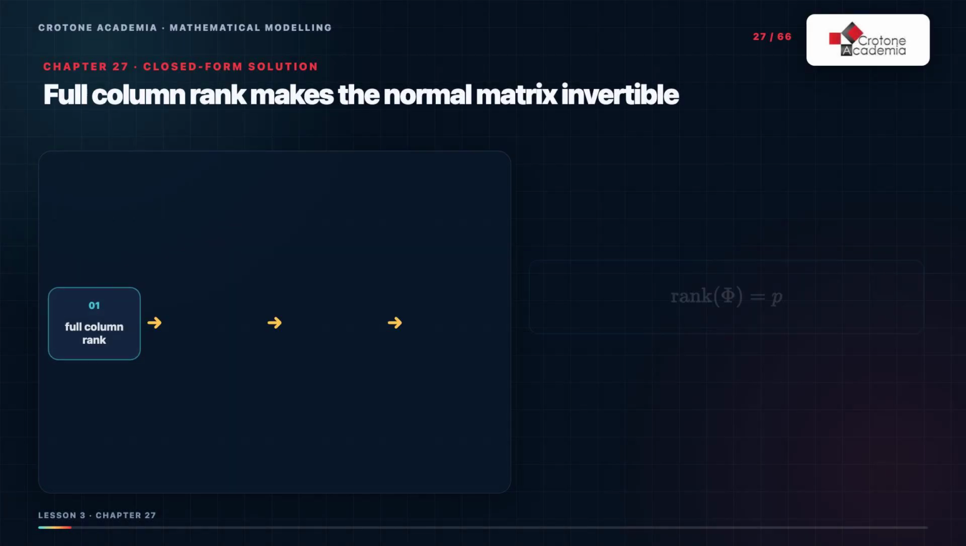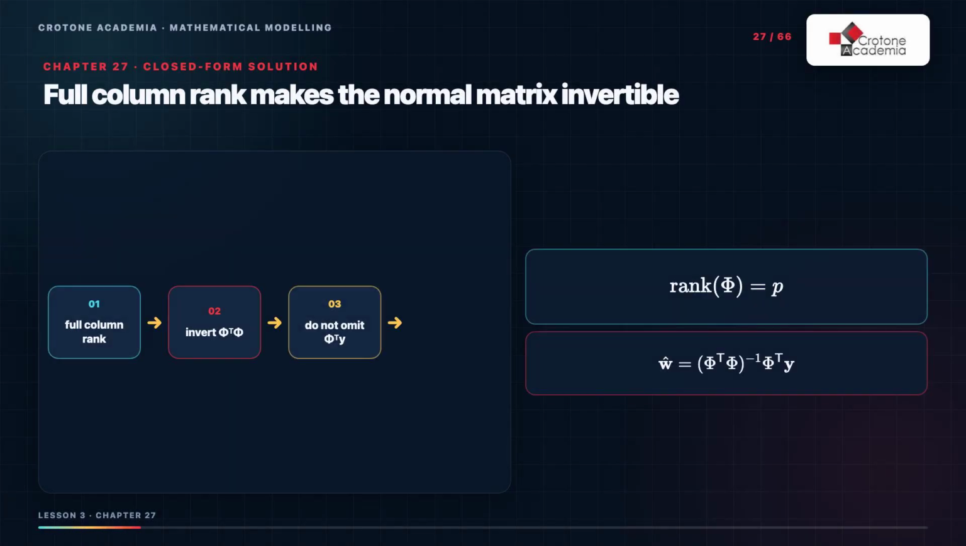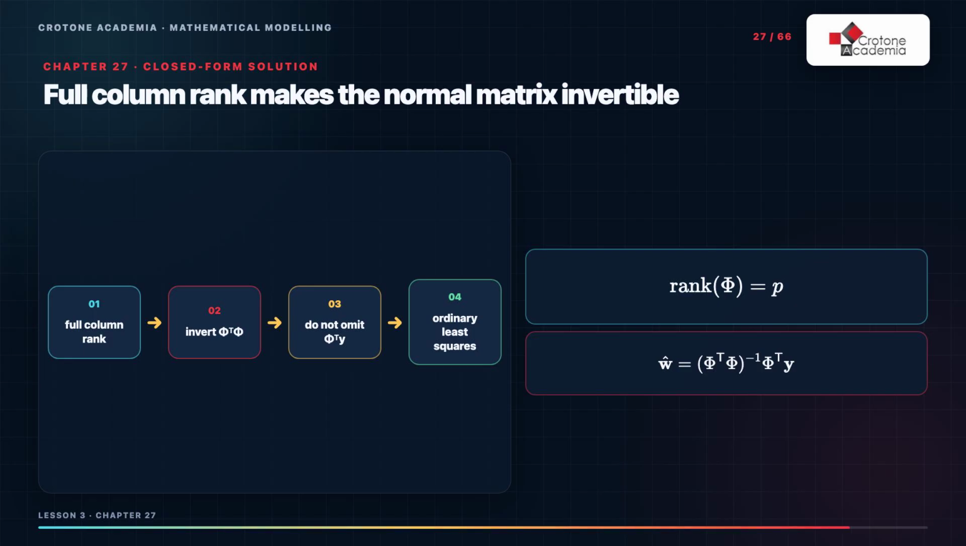If phi has full column rank, phi transpose phi is invertible. Multiplying the normal equations by its inverse gives w hat equals the inverse of phi transpose phi times phi transpose y. Keep the entire expression together. The inverse alone is not the solution, and phi transpose y must not be omitted. This is the closed form ordinary least squares estimate.